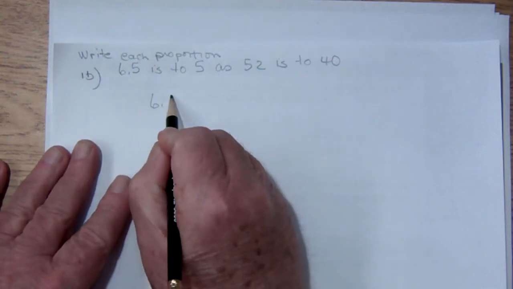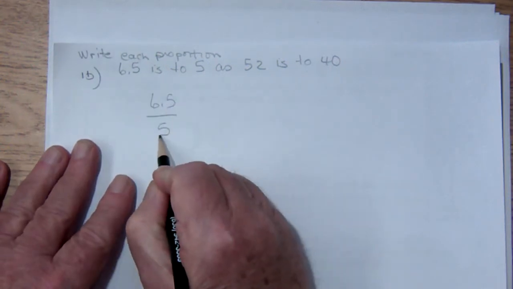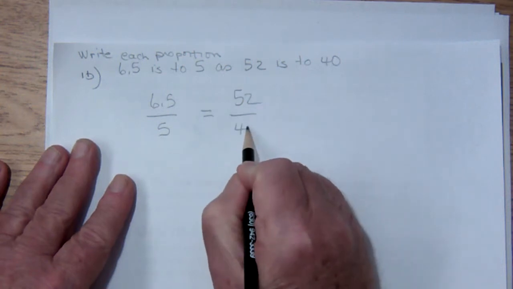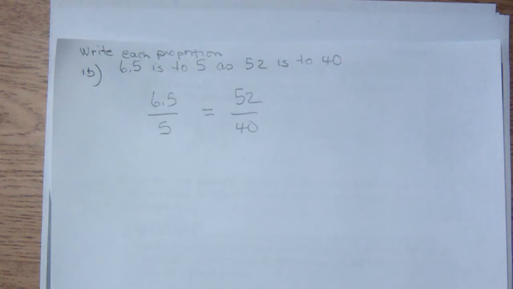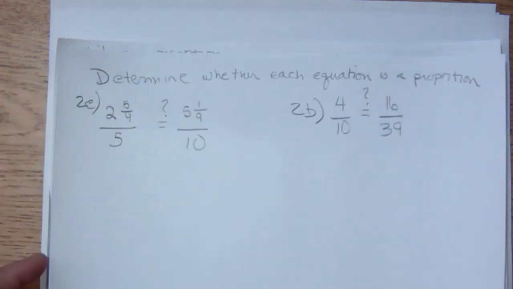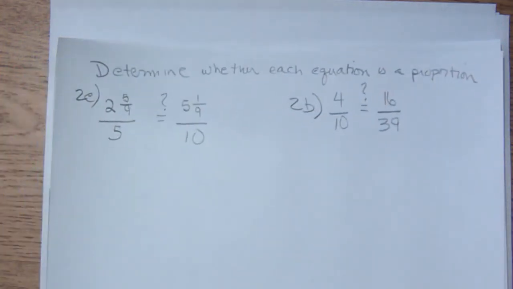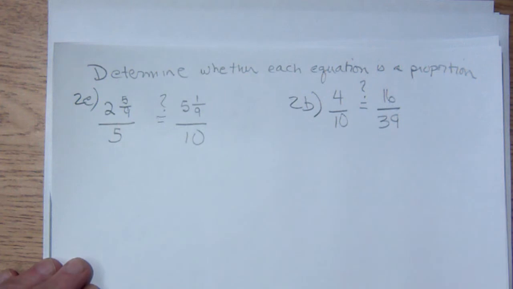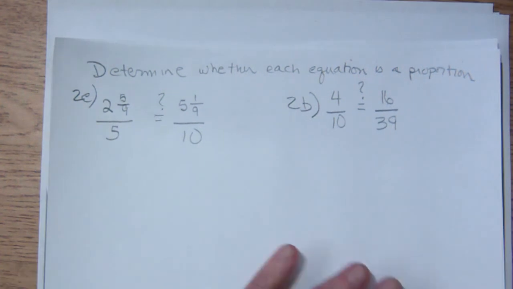Here we're asked to write each proportion. So we say 6.5 is to 5 as 52 is to 40. That's all there is to writing a proportion. But we can have a more complicated problem where we are determining whether it's a proportion or not. Now here there's a question mark over the equal sign, and we have to test to see if these are equal. So let's look over here.